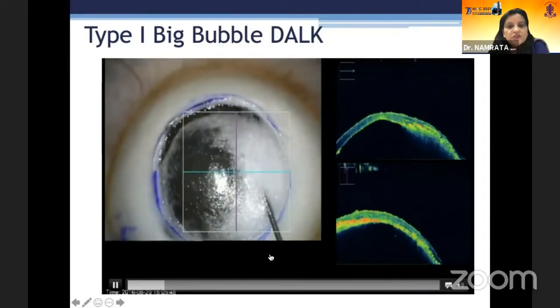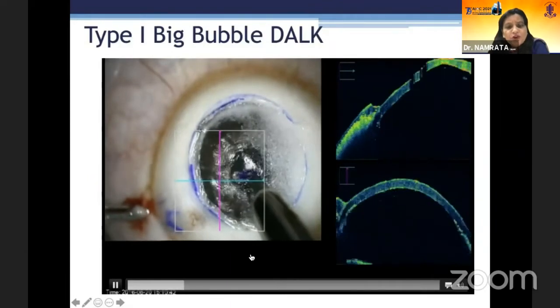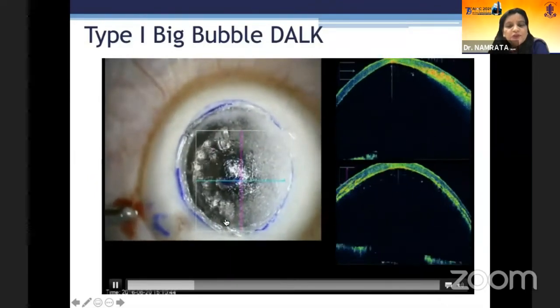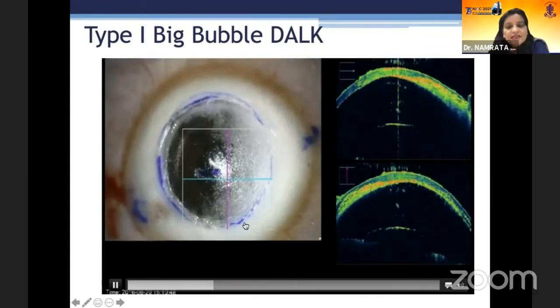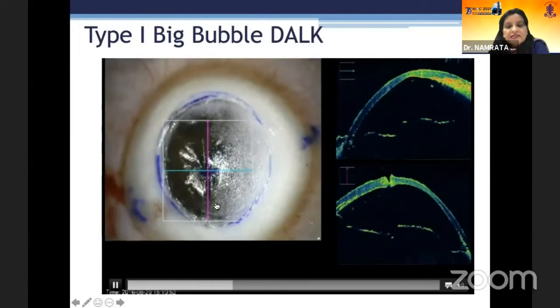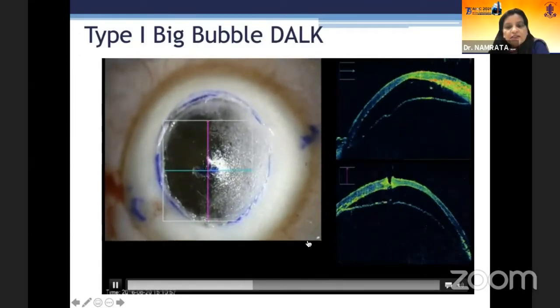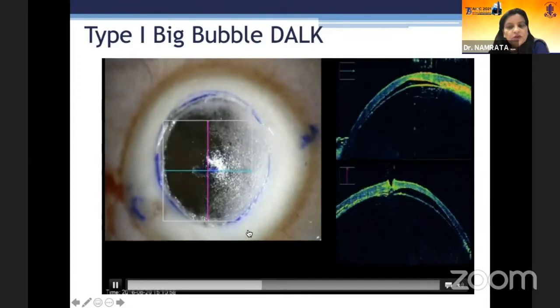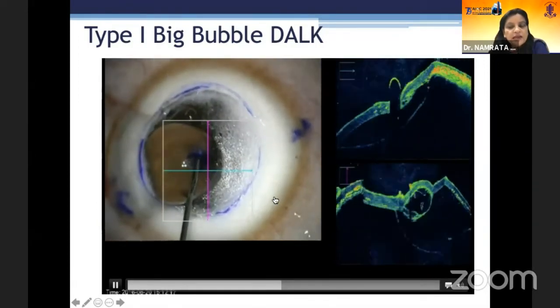So this is a case of big bubble DALK, which is being done here. I think this was one of my very first cases, and I've not been able to do better than this after that. The bubble is being instilled here at 50 to 60% depth, and a nick is given in the overlying stromal layers. Just as a nick is given, the bubble egresses out, and you can see the whole Descemet membrane complex coming up.